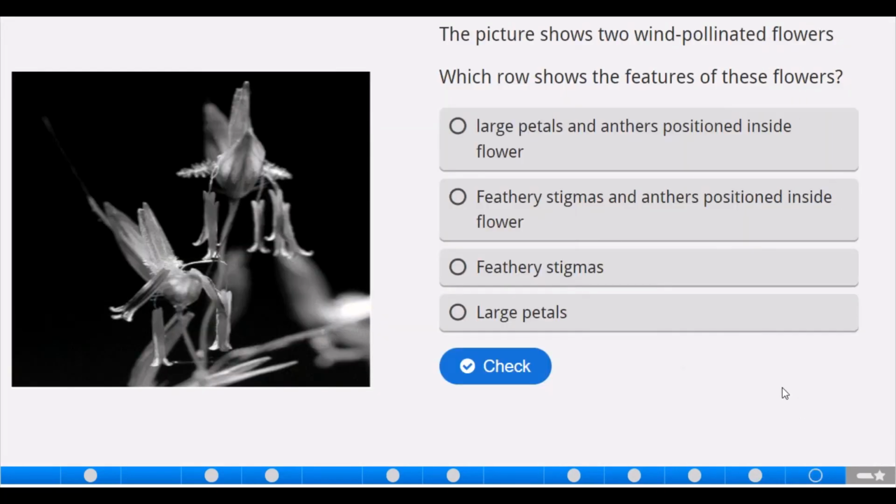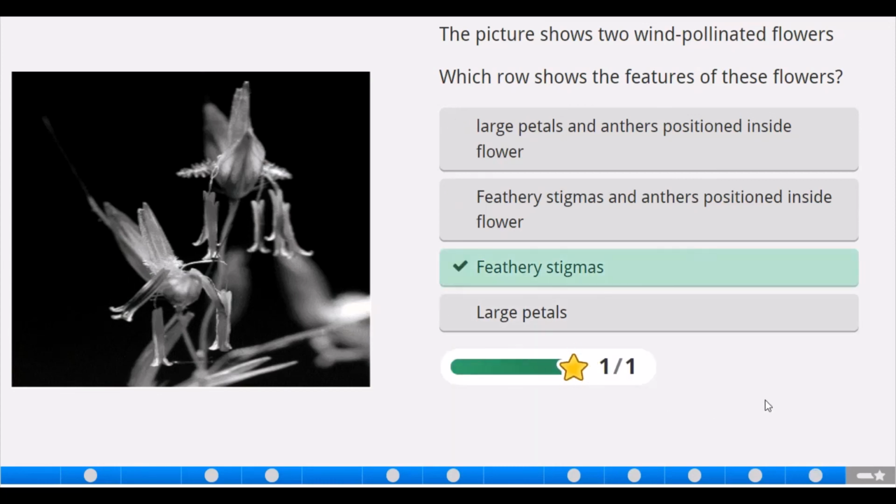The picture shows two wind pollinated flowers. Which row shows the features of these flowers? Large petals, no. It's a wind pollinated flower, so there can't be large petals. Feathery stigmas, yes. And anthers positioned outside, likely. But feathery stigmas are most likely to be present.